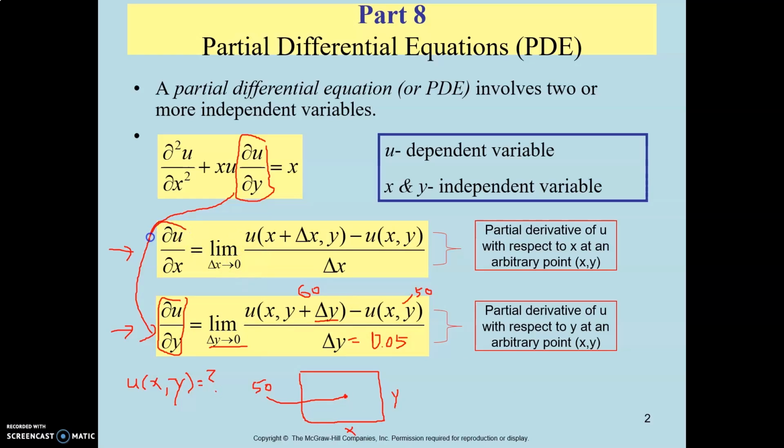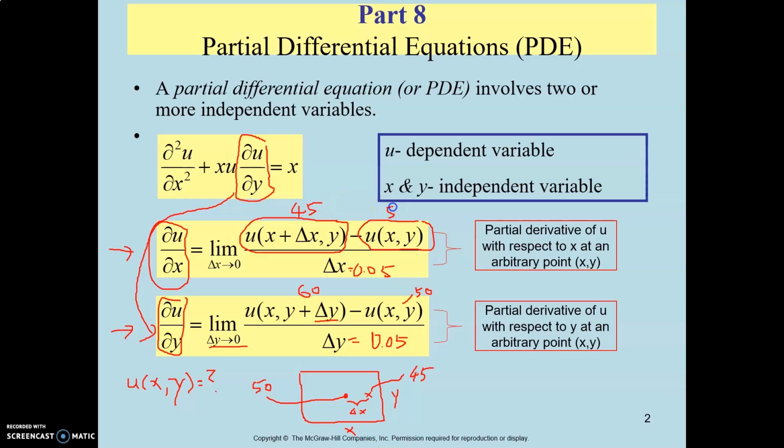Similarly, to compute the delta U over delta X, we need the point U(X, Y). Assume that the point is here, which is 50 degrees Celsius. For this one, you can see the dimension X plus the step size delta X. Assume delta X is 0.05. So the point next to 50, assume that you measure it, is around 45 degrees Celsius. So this will be your result here.